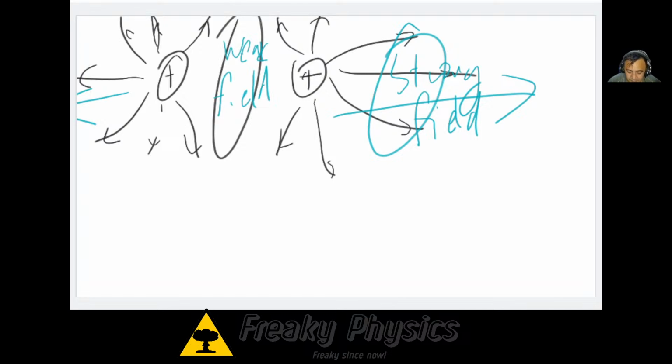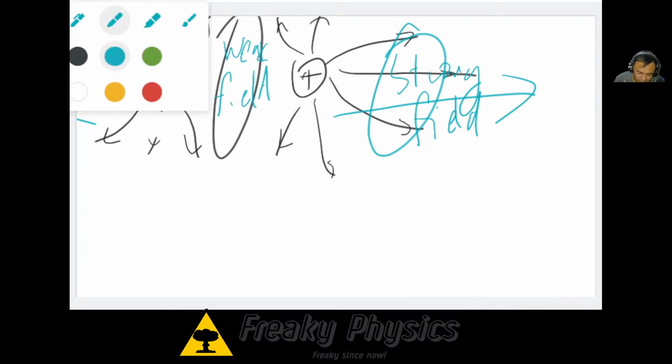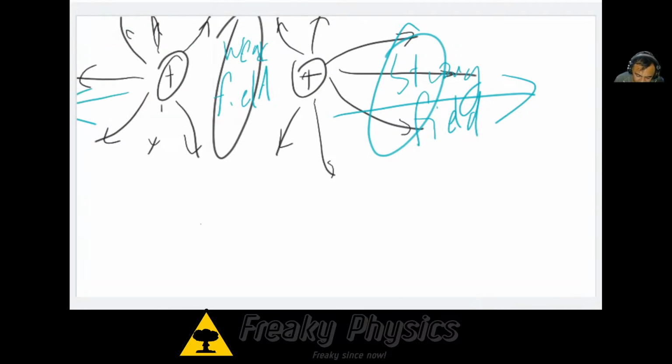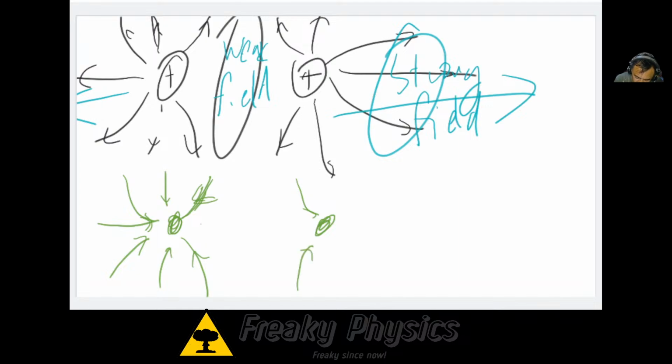But what about the electrons? If there's two negatives, let's draw that. So two negatives. The field's going to look similar, but instead of pointing outwards, it's going to point inwards. Still going to point inwards, right? In, in, in.